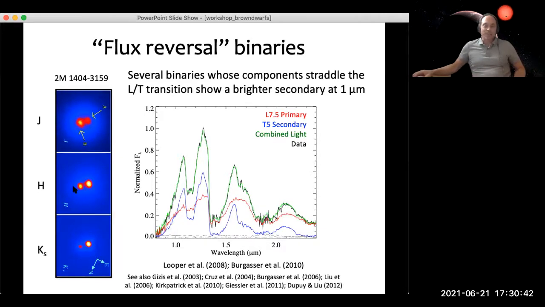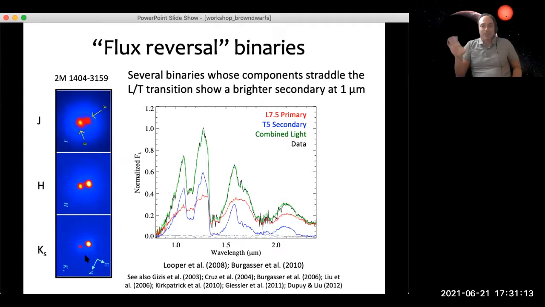So occasionally when we look at a particular brown dwarf and we look at it at very high resolution, we might sometimes see two stars there instead of one. Here's an example of one of those systems that was found by one of my former graduate students. And the interesting thing here is that if we look at different bands, and remember that these are those filter bands, right? J, H, and K in the infrared, you can see that one source is fainter in J and the other brighter, and then that reverses in the K band.